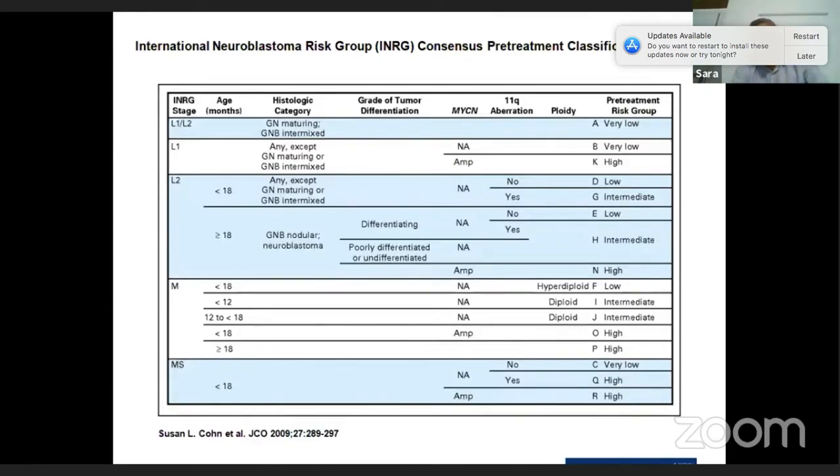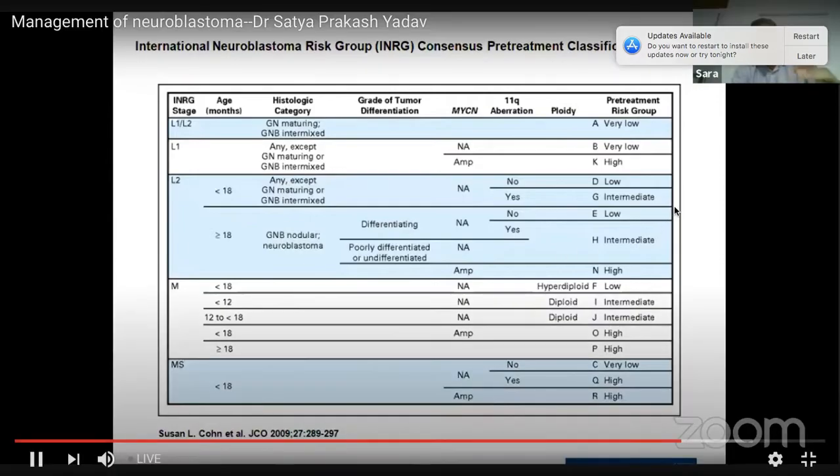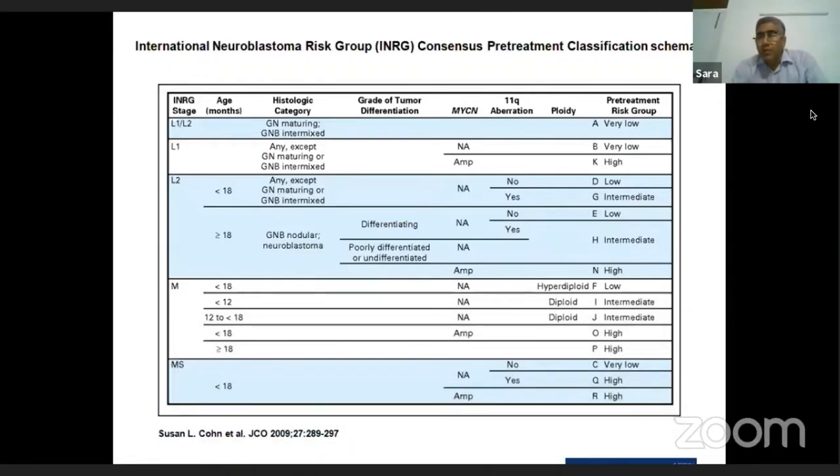So in this, if you see, L1 is a localized neuroblastoma, which is fully resectable. L2 is localized neuroblastoma, which is unresectable, which was previously stage 3. And M is metastatic neuroblastoma. And MS is a special 4S, similar to what we had as 4S in the INSS staging system. MS is in the INRG.